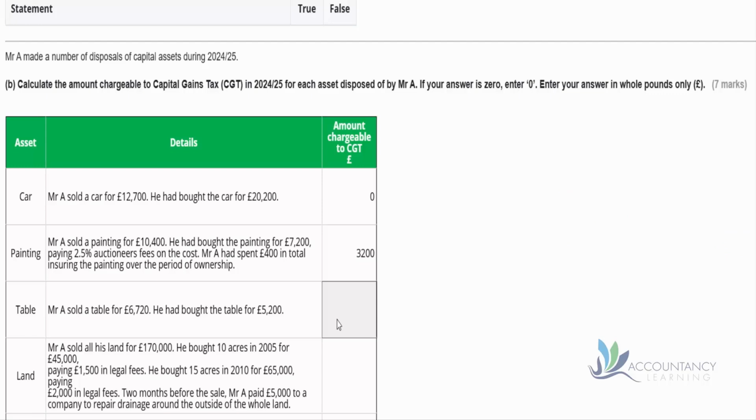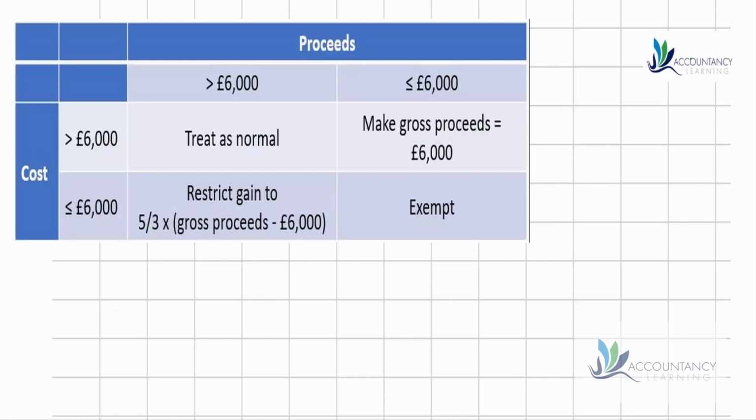Okay, next then, Mr. A sold a table for £6,720, and he had bought the table for £5,200. So we sold the table for £6,720, and we bought it for £5,200. So ignoring this restriction, let's work out our gain.